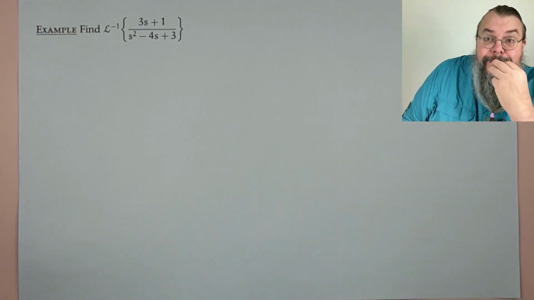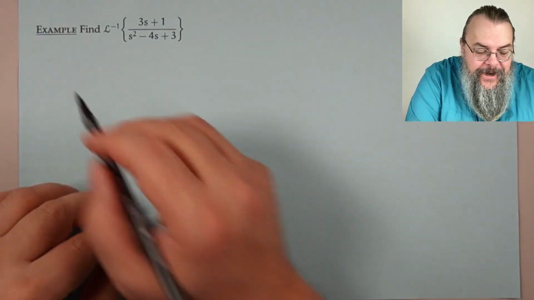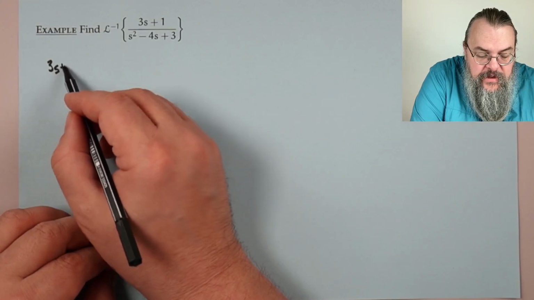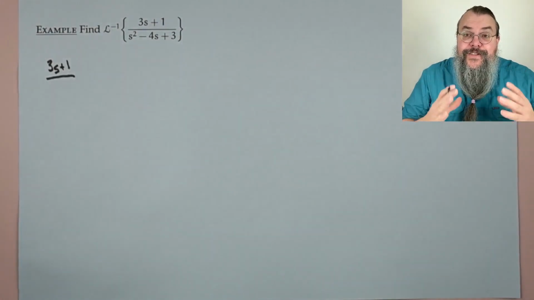Maybe we could use partial fractions. Just a thought. All right, so let's think about this. 3s plus 1. All right, not much we can do upstairs. But this s squared minus 4s plus 3, does that factor?